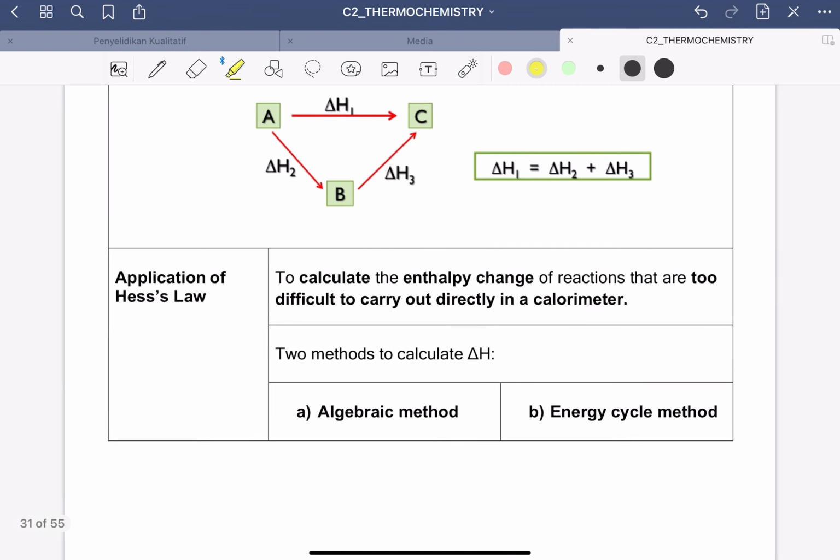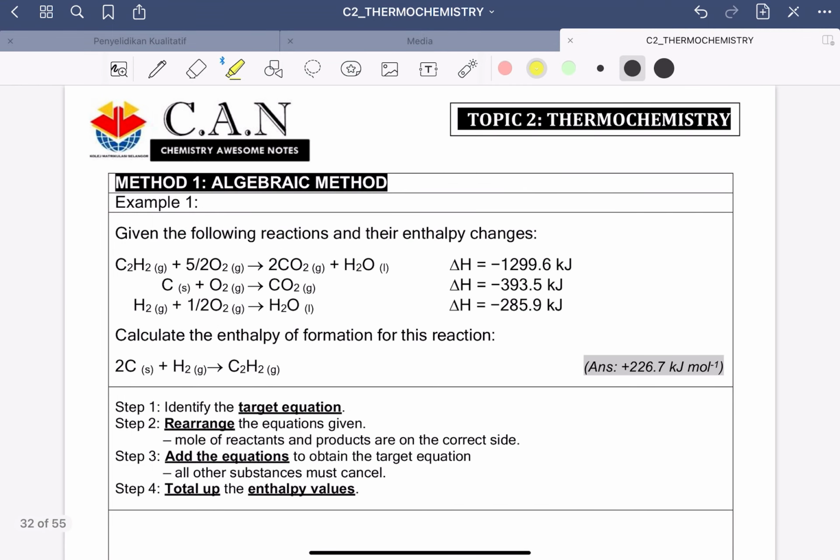Now, in this topic, you're going to learn two methods of the applications of Hess's law, which are the algebraic method and the energy cycle method. So in this video, I'm going to explain the algebraic method only, and for the energy cycle method, I will explain it in the next video. So let's start, everyone.